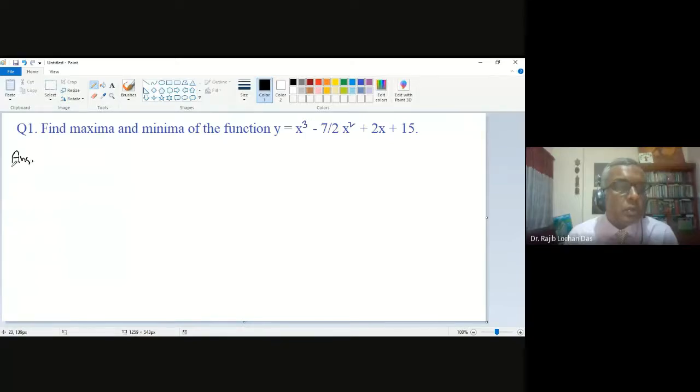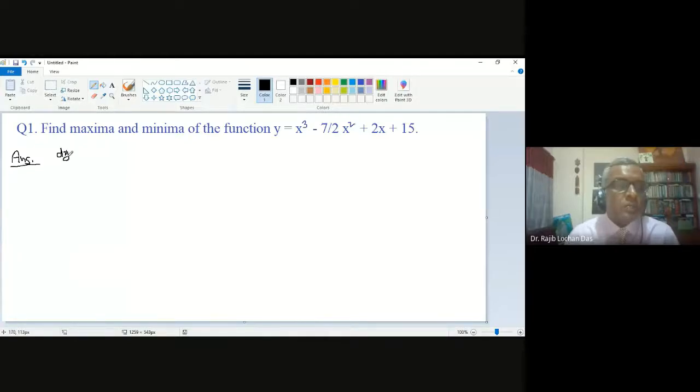Yes, sir. So what about this function? Is it about grade or is it about profit or demand? We do not know, we are just taking one example. So at first we will do the differentiation.